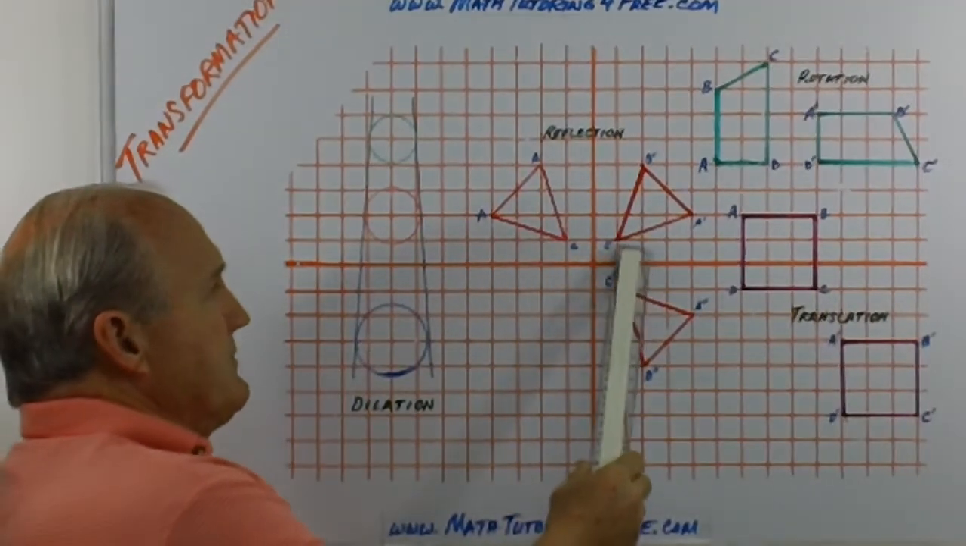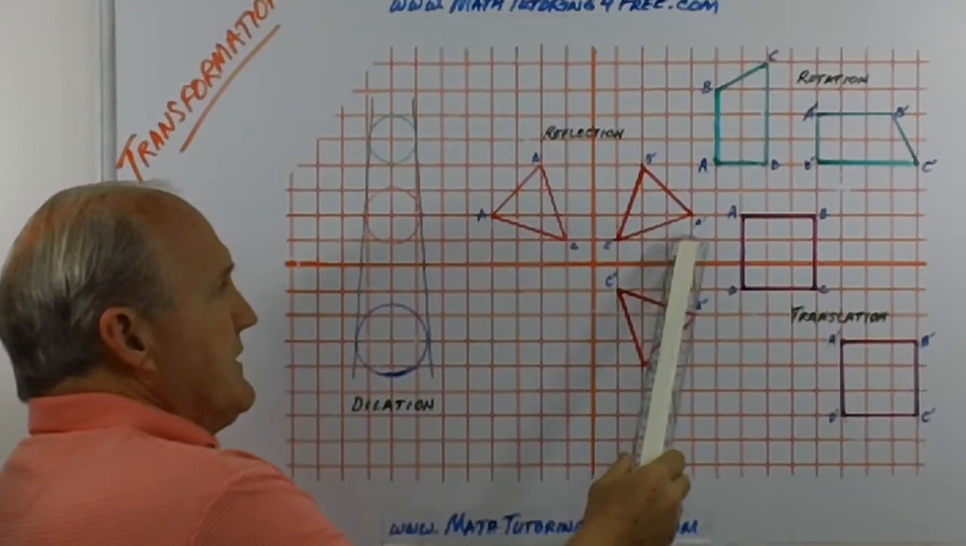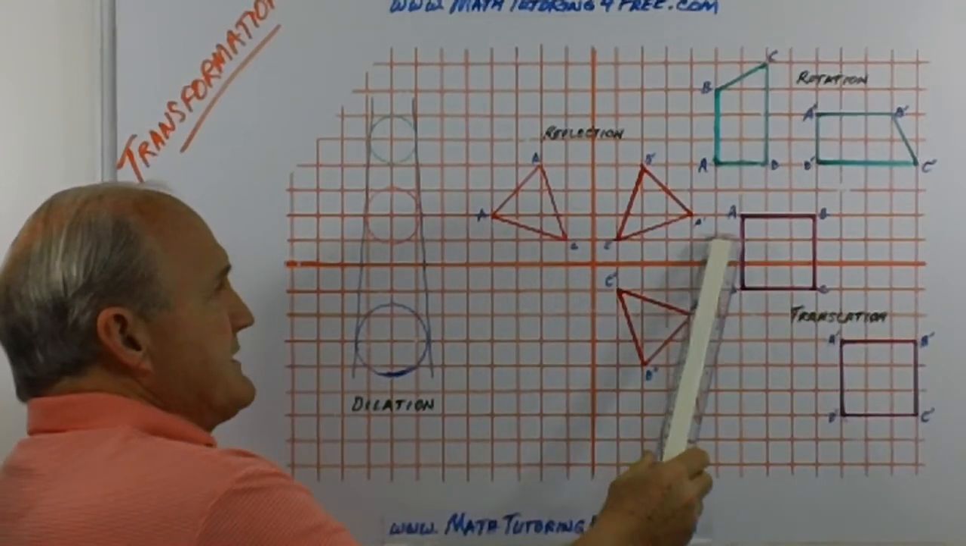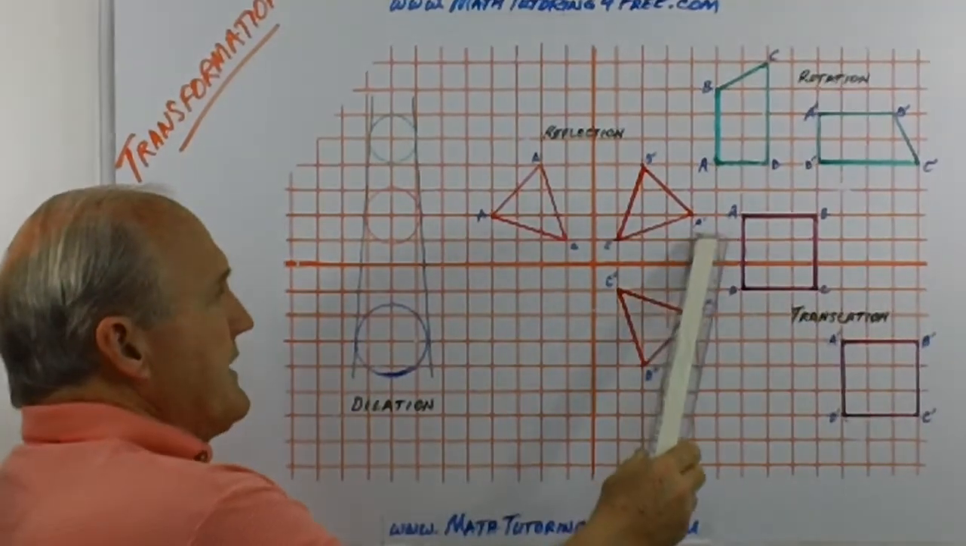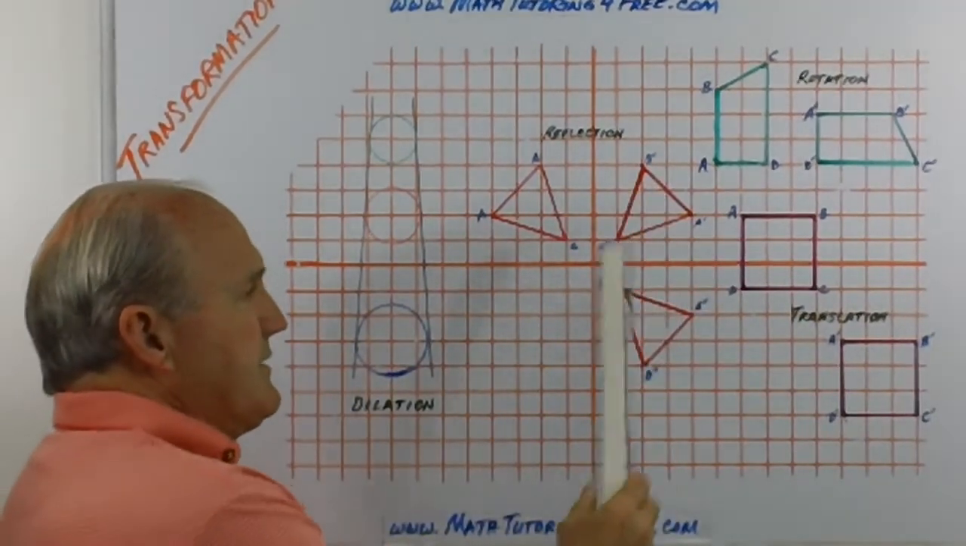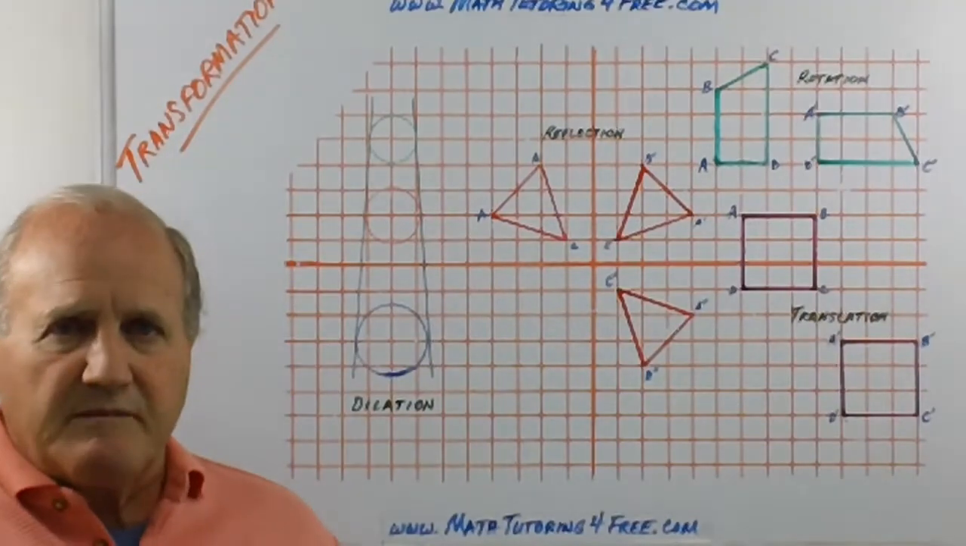When we label the new figure, we label it with the same vertices, but we use a prime. So A becomes A prime, B becomes B prime, and C becomes C prime.